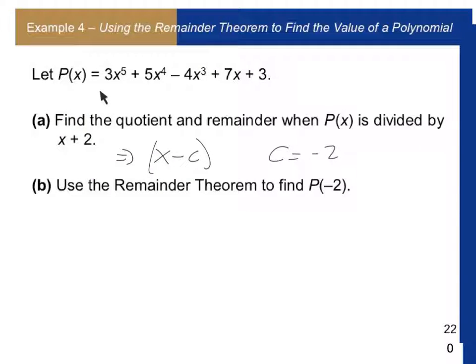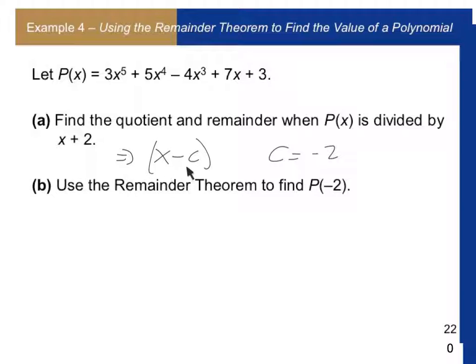Okay, so let's say this is our polynomial: 3x to the fifth plus 5x to the fourth minus 4x cubed plus 7x plus 3. It has a degree of 5, right? It'd be hard to factor that just on inspection, but first of all, let's see if x plus 2 is a factor. In other words, we're going to look at the remainder when we divide by x plus 2. Now, we don't have to divide by x plus 2 to see the remainder. We can use the remainder theorem.